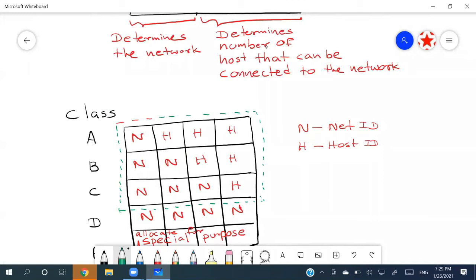Right? This is the first octet. මාත් එක්කම ලියා ගන්න. This is the second octet. This is the third octet. And this is the fourth octet.